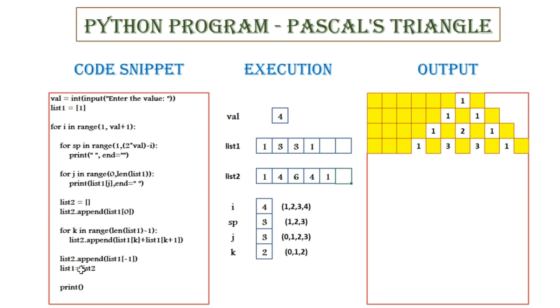Then I'm going to copy the value of list 2 to list 1. And I'm printing a new line here. Then the value of I is now 4, so we cannot increment anymore because the values are within the range of 1 to 4 only. So this is the final output that we'll receive if we give the value of 4. Let's try to execute this code in Python and see what result we are getting there.